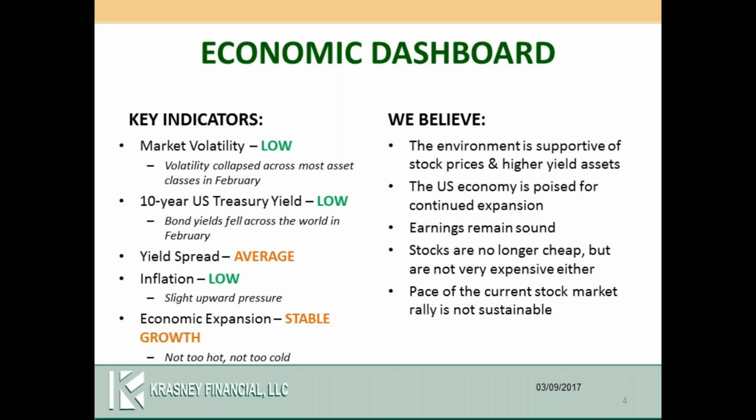Yield spread, the difference between higher credit quality and lower credit quality, and also the yield curve, the difference between longer maturity bonds and shorter maturity bonds, they're both what I would consider in an average range. Inflation on an absolute level is still very low relative to history, but that's been creeping upward lately as well. The U.S. economy data is fairly positive, so I would classify our economy in a stable growth phase.